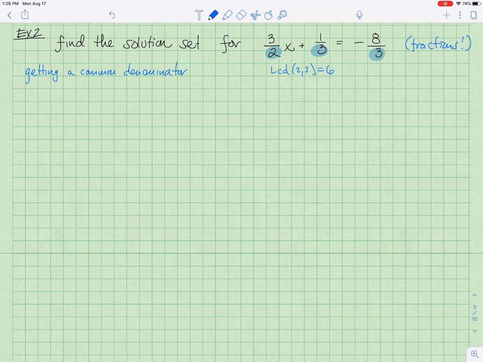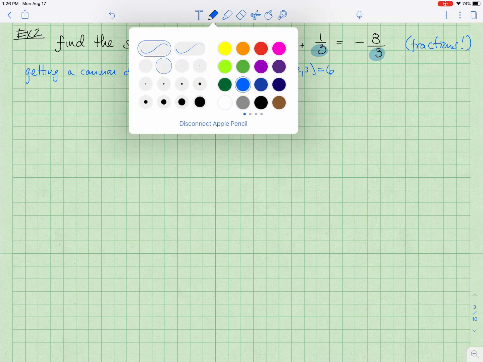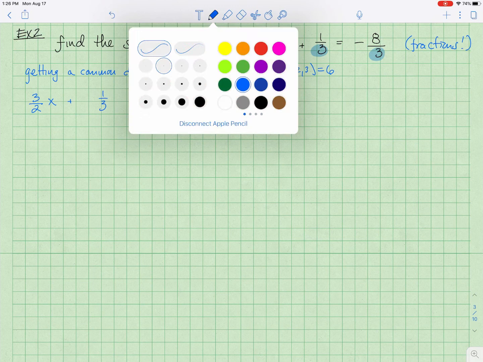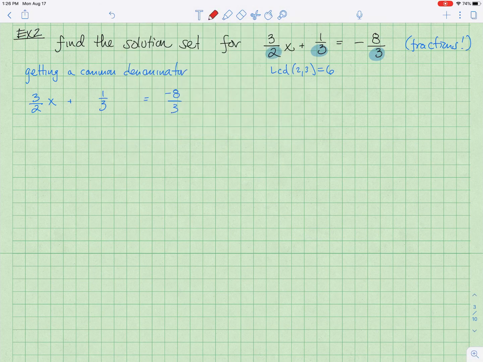So what we're going to do is rewrite everything as a fraction whose denominator is 6. So we have 3 over 2 x plus 1/3 is equal to negative 8/3. We want everybody to be a fraction over 6. So we're going to have to be very careful here. This is getting a common denominator.